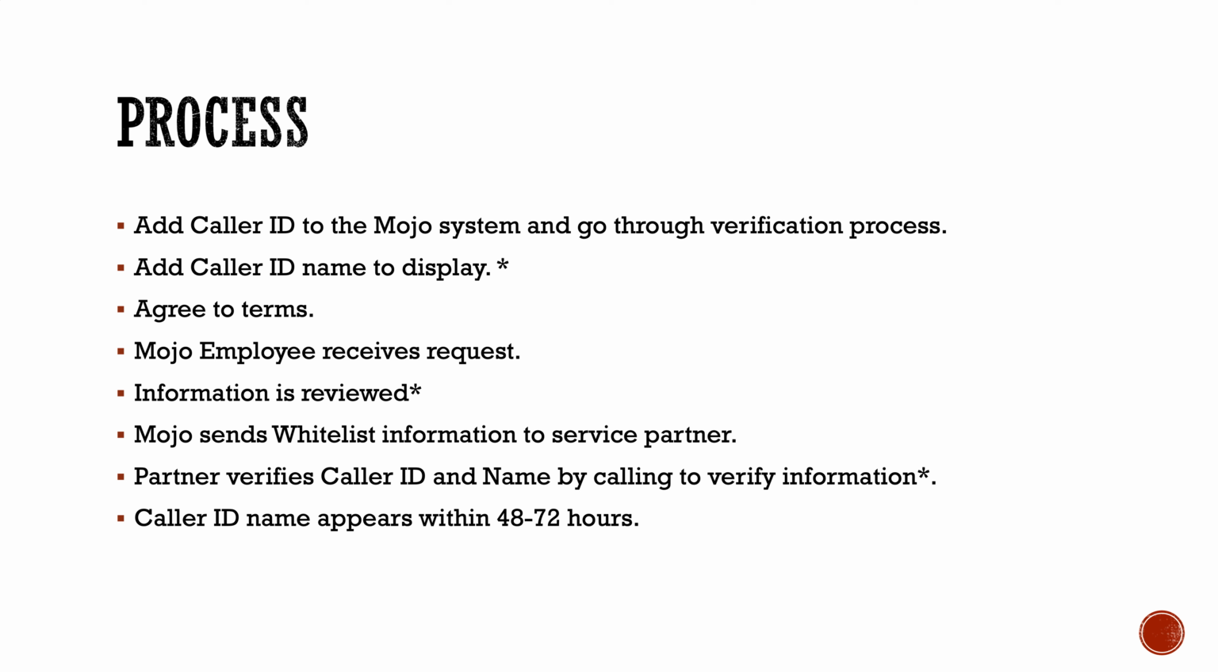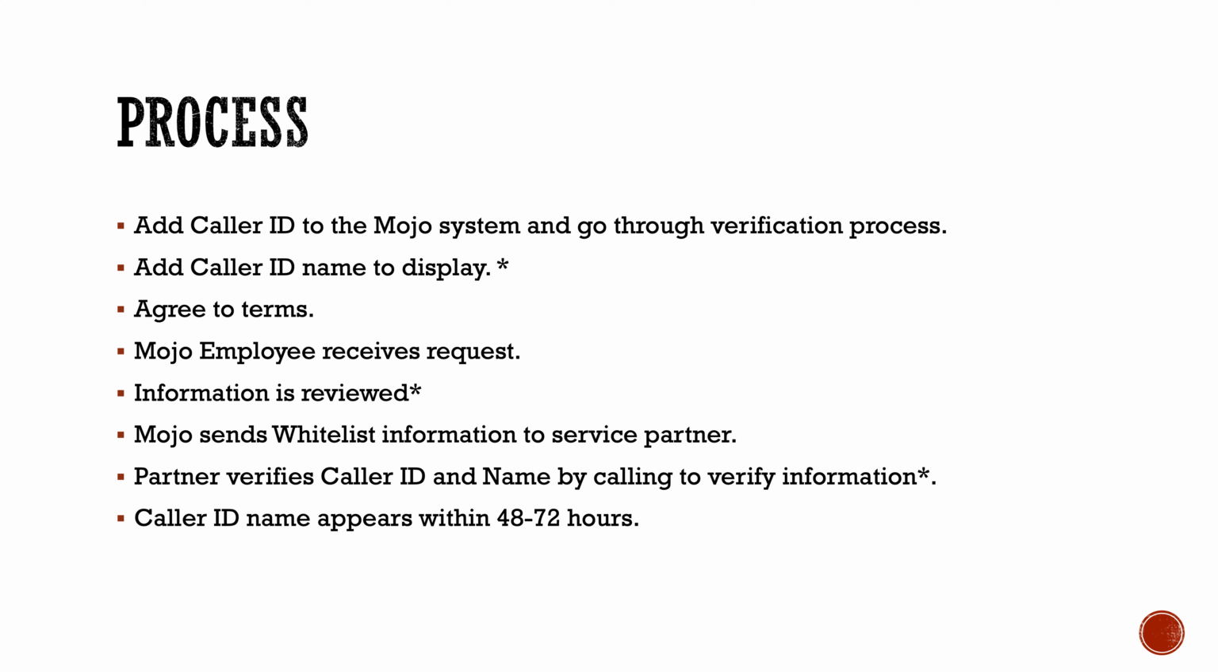And then you're going to go ahead and add the caller ID name to display. And you'll see there's an asterisk here. And the reason for that is, you'll see a little further down on the list, a Mojo employee is going to look at that caller ID name to make sure it's legitimate. It can't be anything spoofy. It needs to be an actual name. My suggestion would be, if it's an agent making phone calls on your behalf, either use your name because you're the Mojo account holder, or if it's their cell phone, have them use their name. But we're going to look at it, and we're going to make sure that it's not a bogus name before we submit it to our third-party partner.